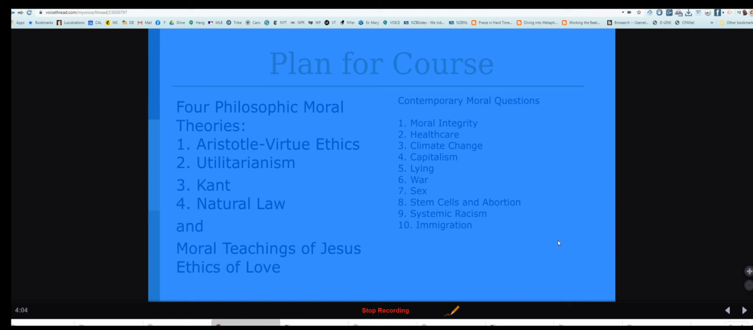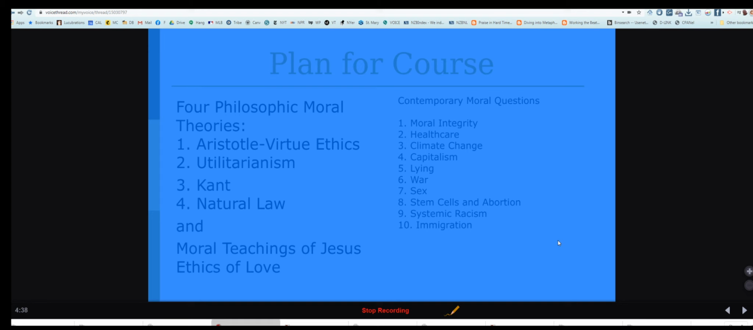And then lastly, we're going to look at not really a philosophical moral teaching, but the moral teachings that can be deduced from Jesus' sayings within the Gospels. Sometimes this is called the ethics of love or the gospel of love. And we're going to be looking at philosophical attempts to make sense of the demands of those teachings by thinkers like Fyodor Dostoevsky, Emmanuel Levinas, and the French philosopher Simone Weil. So those are the 5 basic units of the course.